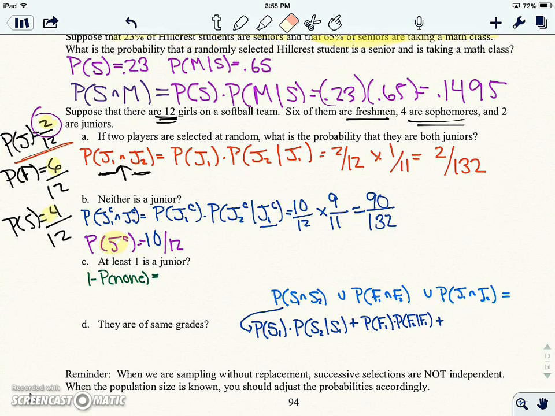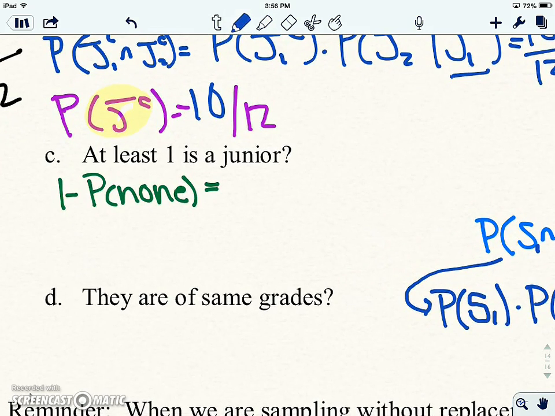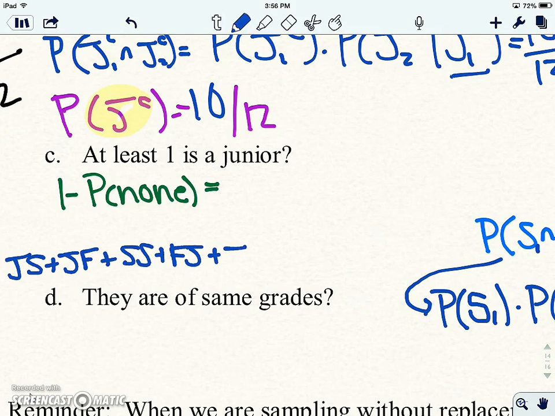C says at least 1 junior. As soon as you hear at least 1, that should trigger in your mind 1 minus the probability of none, because at least 1 would get kind of confusing. You could have a junior and a sophomore, a junior and a freshman, a sophomore and a sophomore, a freshman and a junior, or a junior and a junior.